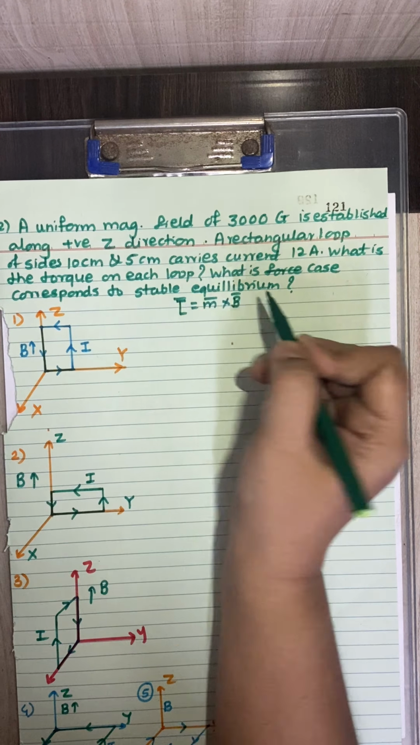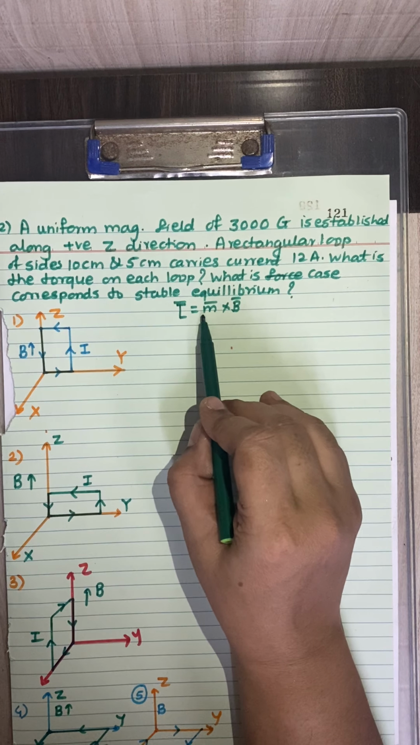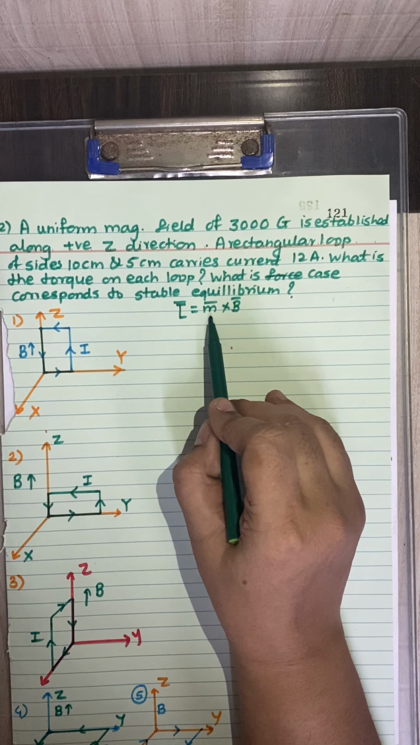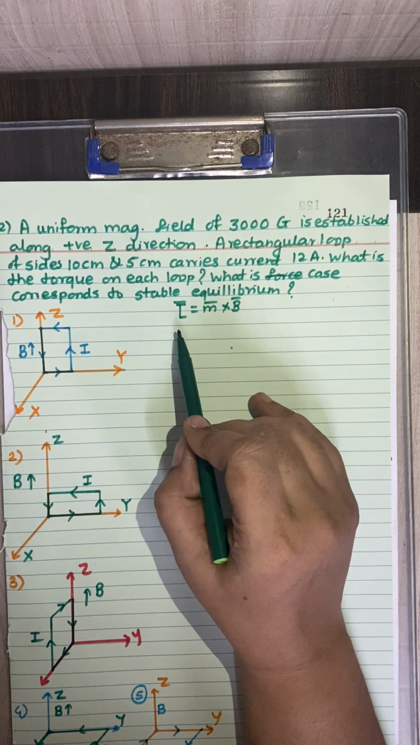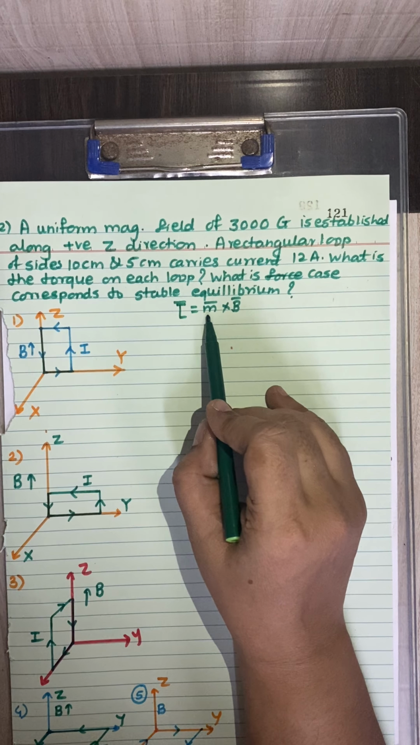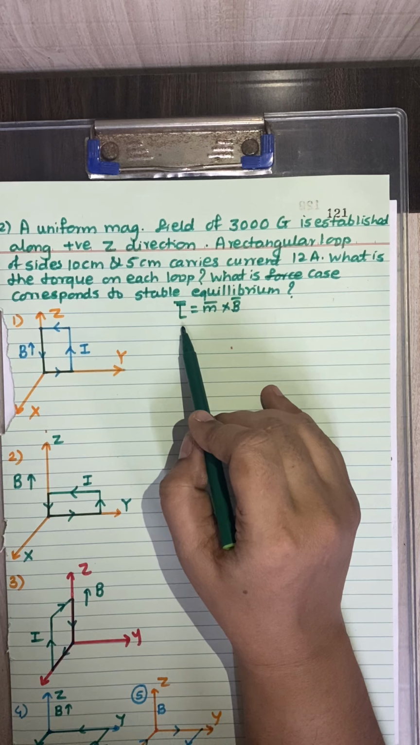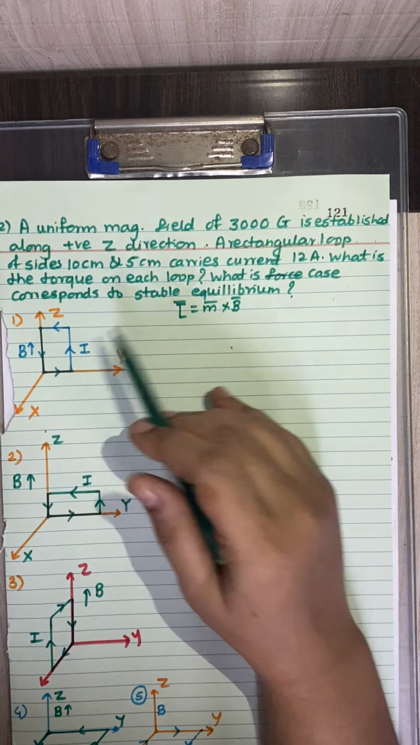What is m? m is the magnetic moment vector, and the direction of the magnetic moment vector we can find out by the right hand thumb rule, as we have studied previously. So m cross b is there. First of all we are going to find the direction of m, then the direction of b according to the given diagram, and then we are going to find the torque and where it is acting. So let us go for the first diagram.